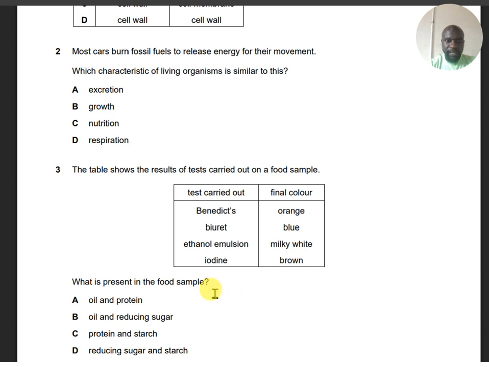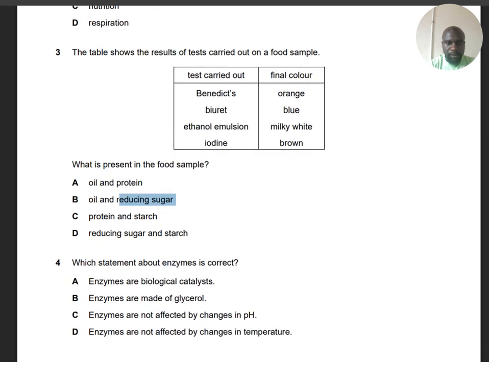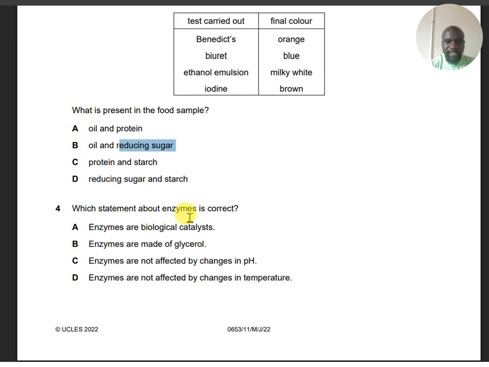So on number three, oil and reducing sugar are present in the sample because this is indicated by the milky white, which indicates that there is presence of oil, as well as the test for reducing sugar is also positive in this case. Therefore, the correct answer is B. Then moving on to number four. Which statement about enzymes is correct?